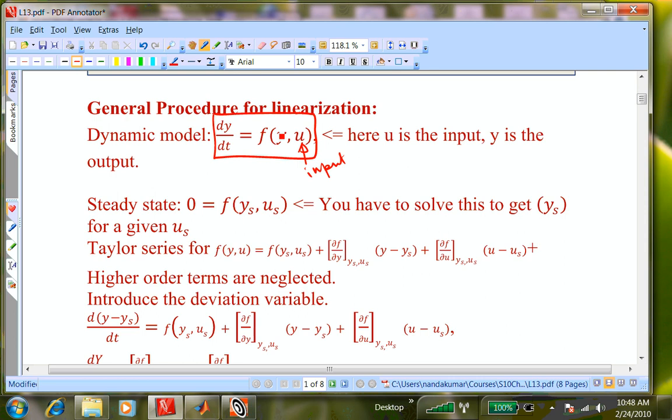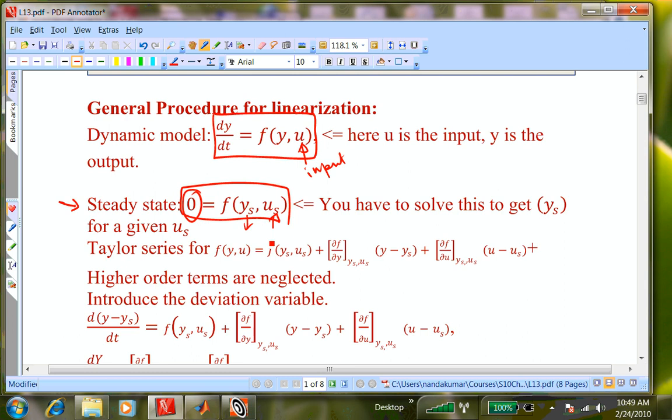The first step is to write down the steady state model, which simply means on the left hand side dy/dt equals 0. On the right hand side, I put in the subscript s, ys and us, to indicate the steady state values that satisfy this particular equation. This is a nonlinear equation, so you need to solve it to find the value of ys for a given input us. So us is the input, ys is the output, such that the equation is satisfied. When I plug those values into the function f, the equation must be satisfied. Us and ys are going to be numbers, the steady state input and output values for that model.